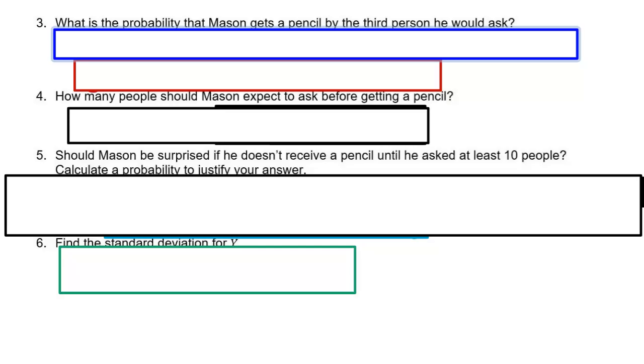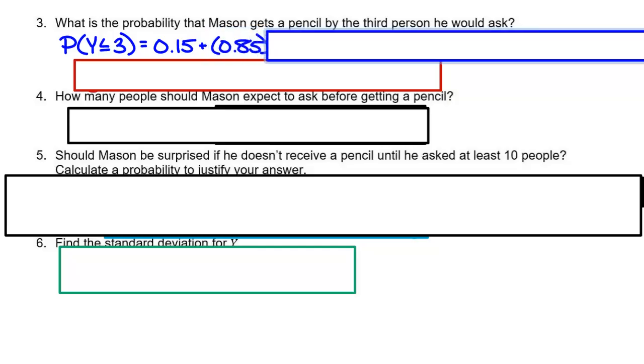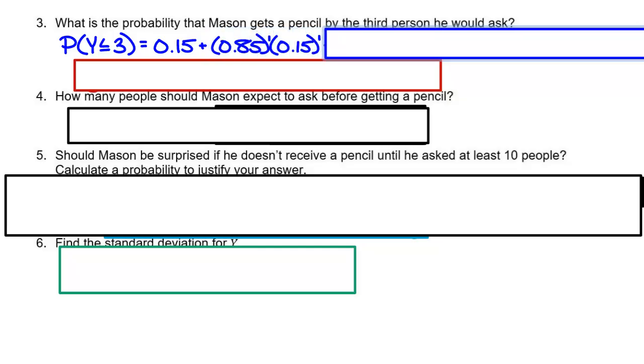So what's the probability that he gets it from the first person? 0.15. Probability that he gets it from the second person, how do I calculate that? 0.85 times 0.15. And the third person? 0.85 squared times 0.15. What do you get when you add all of those up?